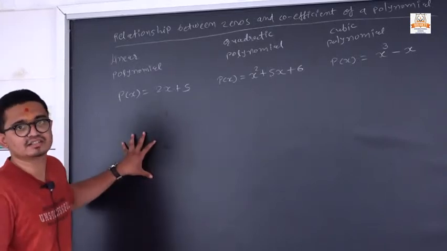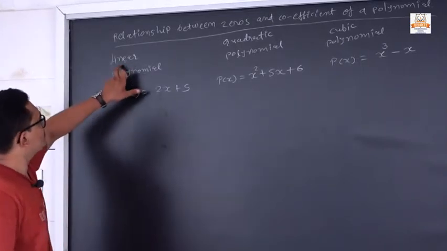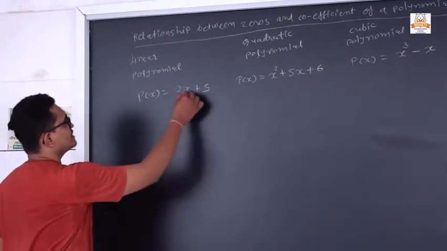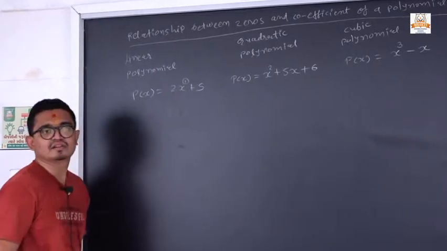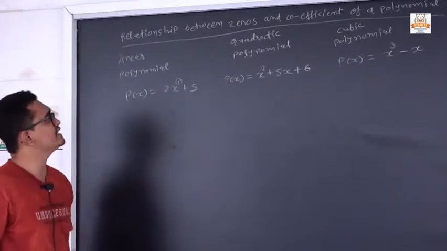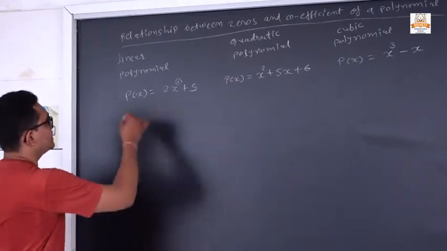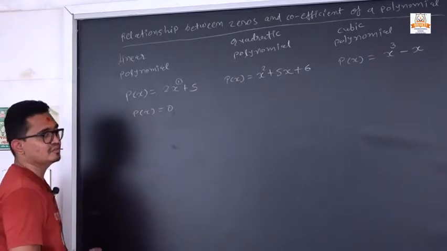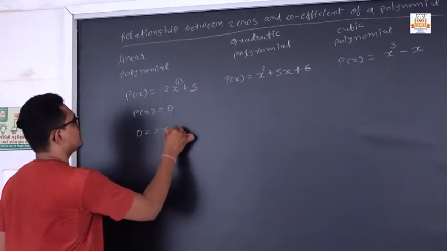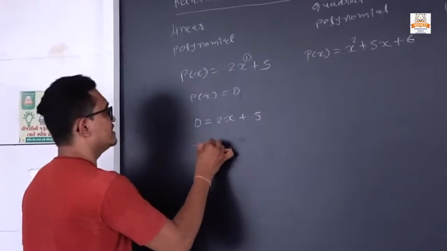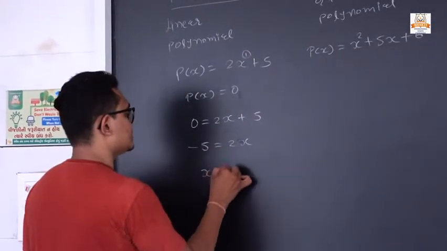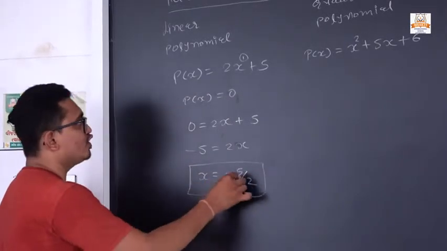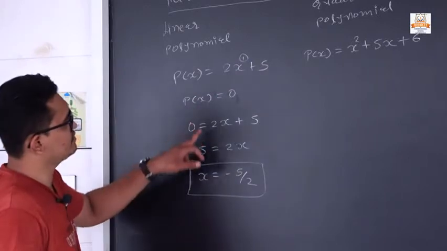So first, we are discussing the linear polynomial. You are already familiar with that. For a linear polynomial, the highest degree is always 1. Now how can we find the zeros of that polynomial? For that, first of all we put p of x equal to 0. So 0 is equal to 2x plus 5. That 5 goes to the other side, so it will be 2x equals minus 5. So what is x? Minus 5 by 2. So it is the zero of that polynomial.